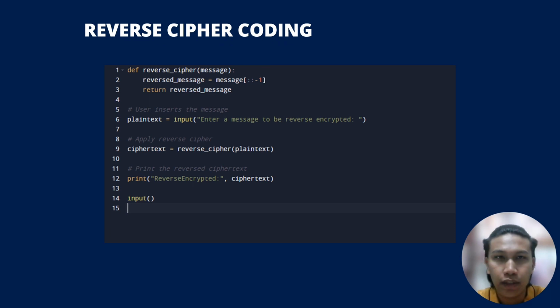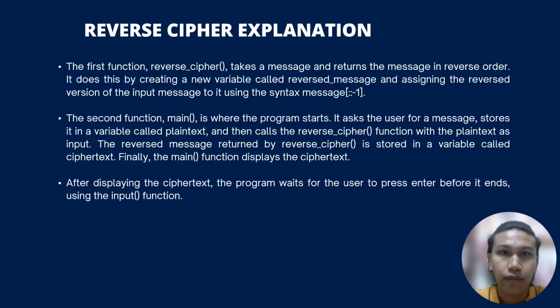So moving to the next part, which is reverse cipher. So this is the coding that we use to get the result for reverse cipher. So next we go to the reverse cipher explanation for the coding before.